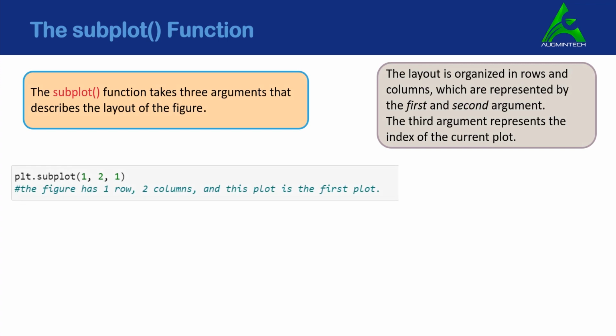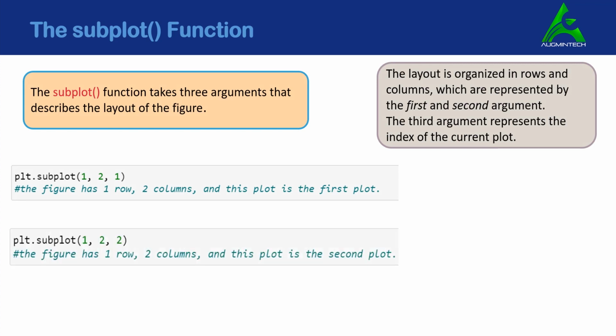So this is the syntax plt.subplot. When we say 1, 2, 1, this figure will have one row, two columns, and this plot is the first plot. So the third argument 1 says that it is the first plot, whereas in plt.subplot 1, 2, 2, this figure has one row, two columns, and this plot is the second plot. The third argument here is basically denoting the plot number, because we are going to create multiple plots.